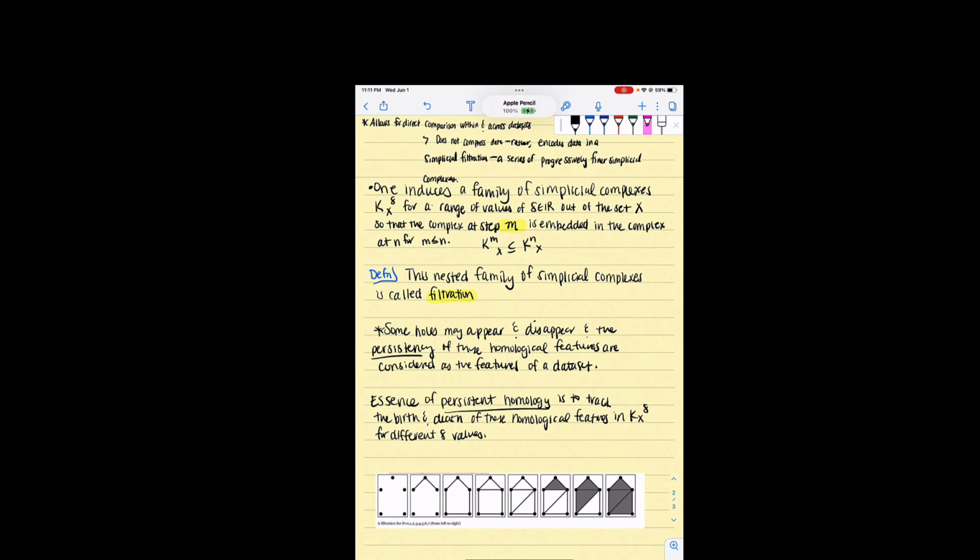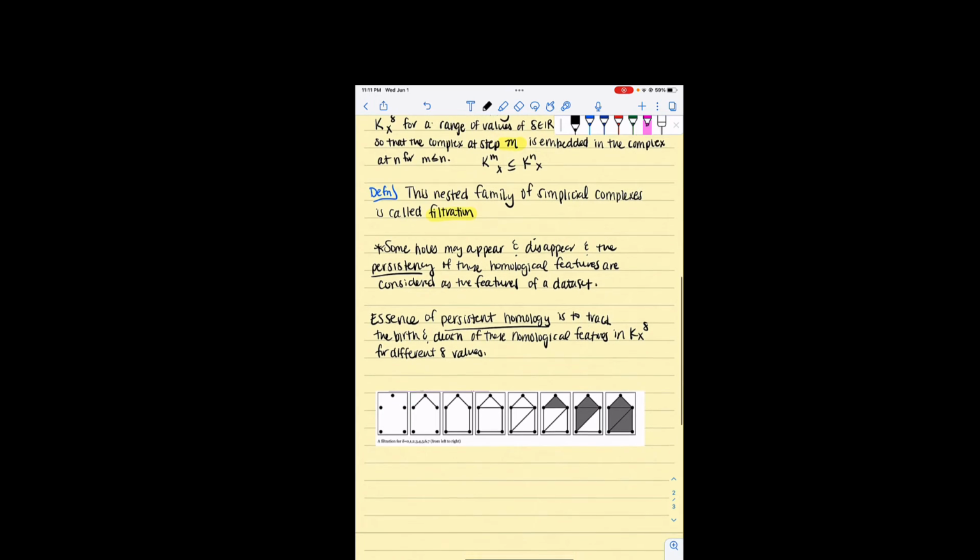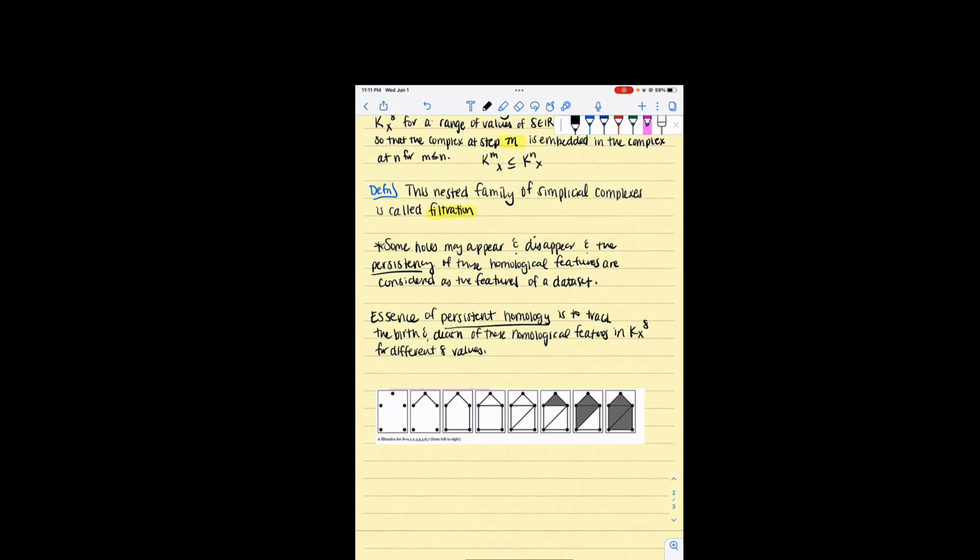This sequence of simplicial complexes is called a filtration. Some holes may appear and disappear, and the persistence of these homological features is considered as features of the data set. Essentially, the essence of persistent homology is to track the birth and death of these homological features in K_delta for different delta values.